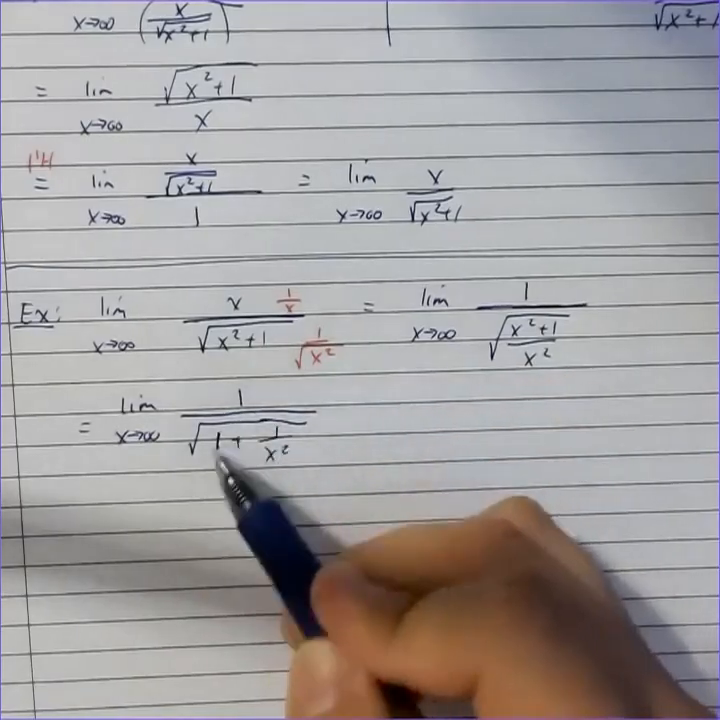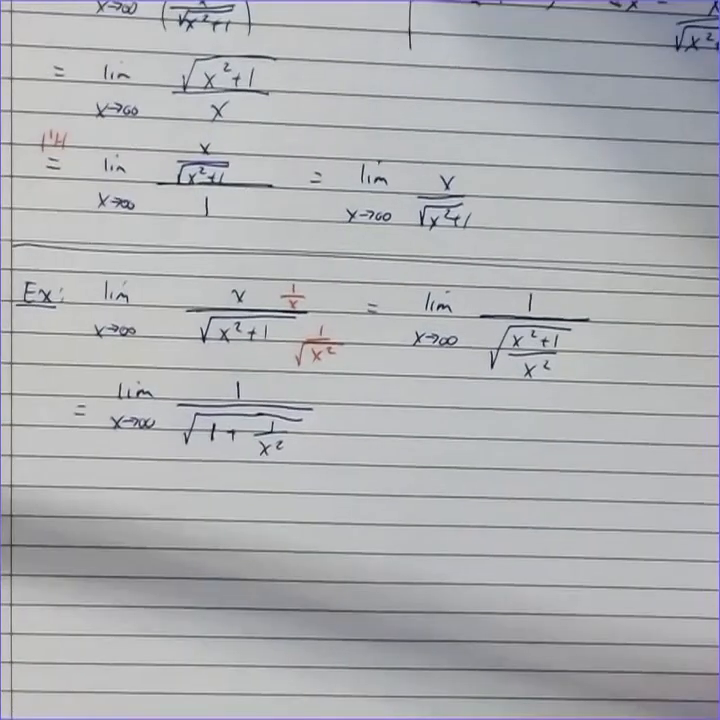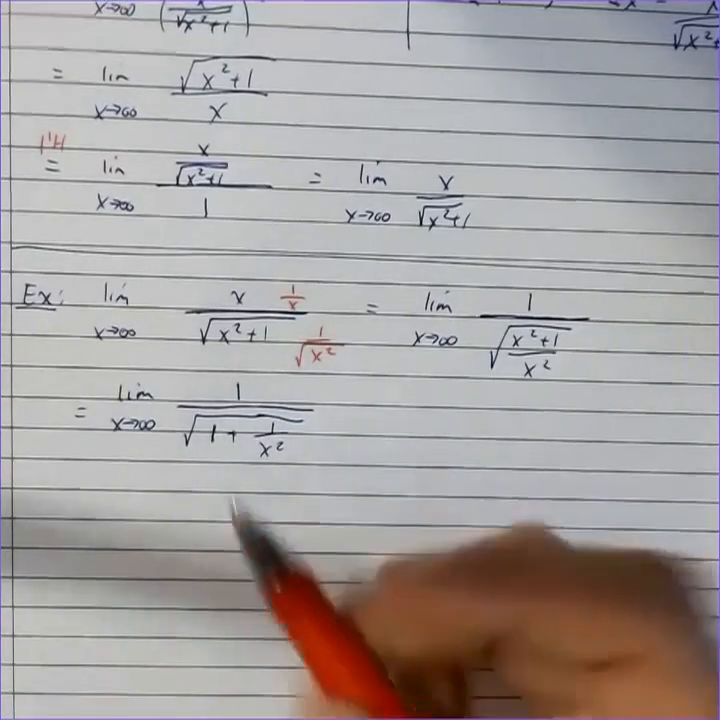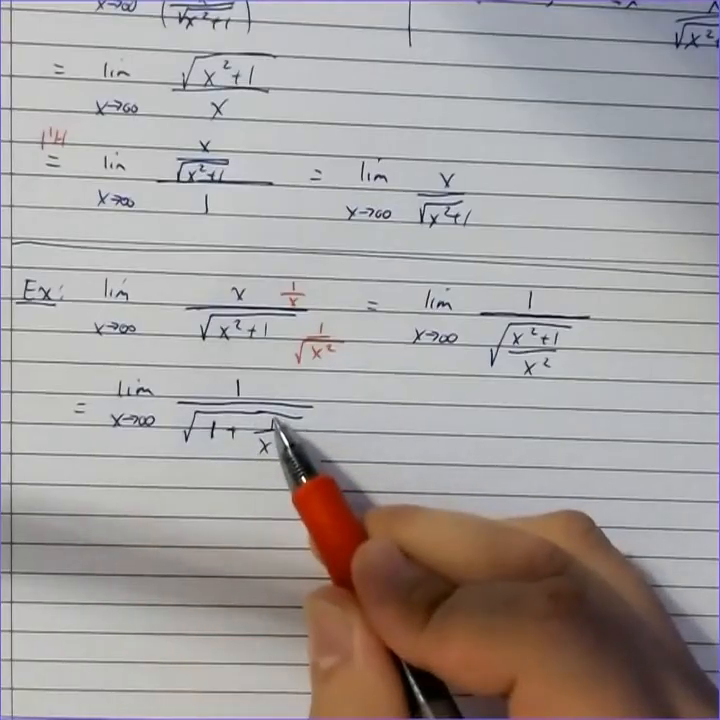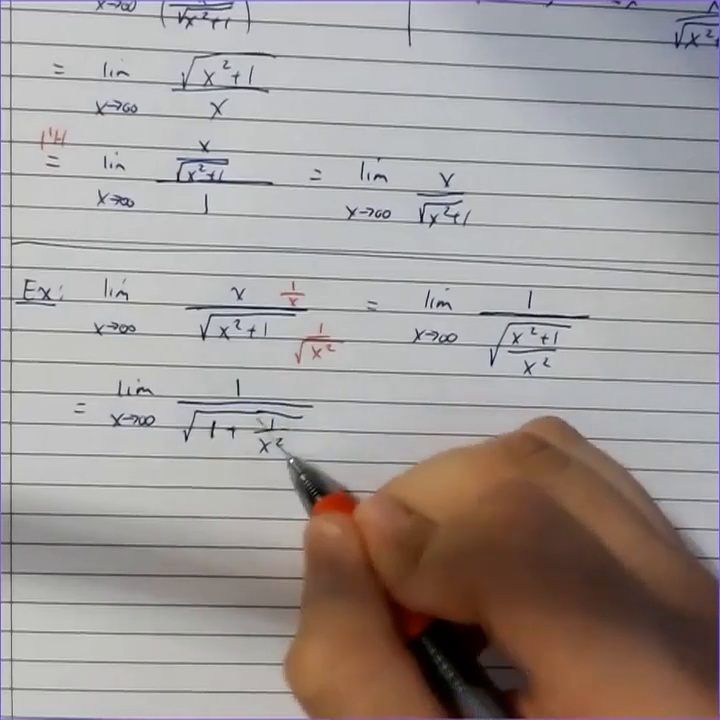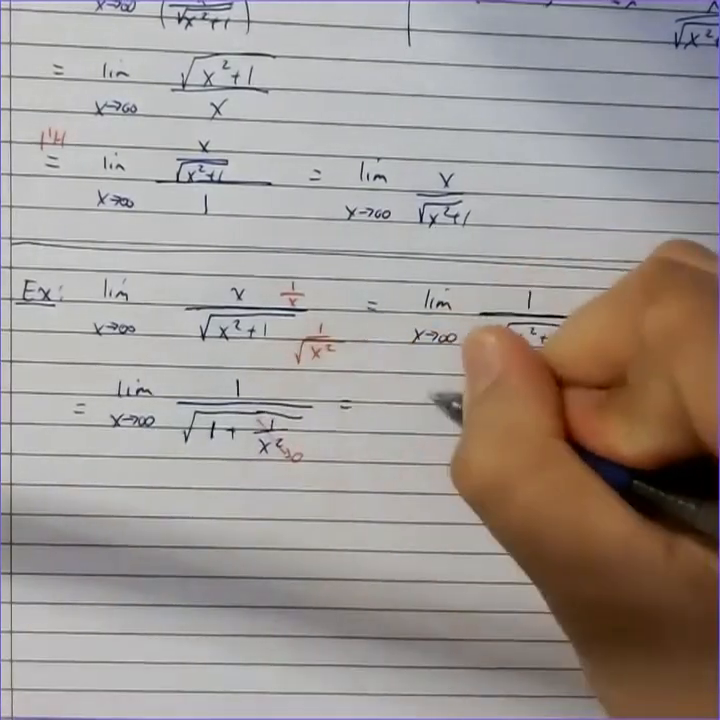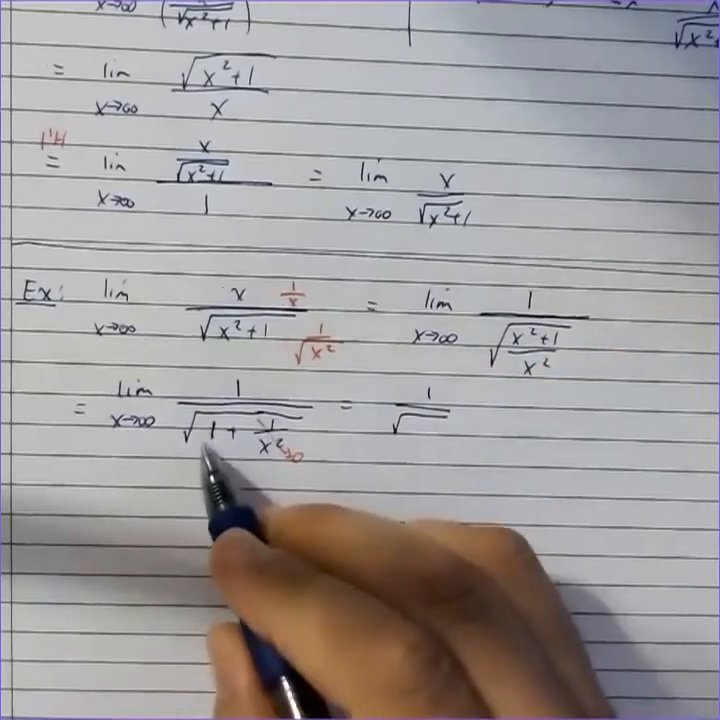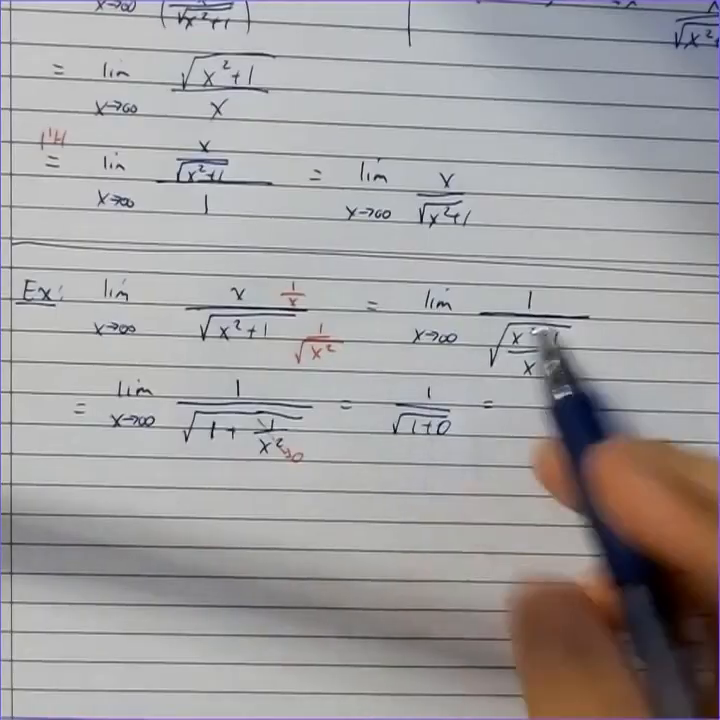Notice that these are both constants. It doesn't matter what happens to x. I don't care if I have a limit as x approaches 5, 100, 1,000, infinity, or negative infinity. These stay as they are. The only thing that's being affected is this term here. But as x approaches infinity, what happens to 1 over x squared? As the denominator gets bigger, the entire expression goes to 0. And so all that's left is 1 over the square root of 1 plus 0. Or in other words, it's 1 over 1.